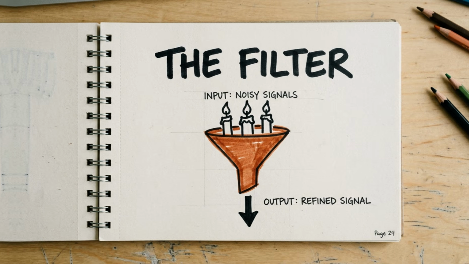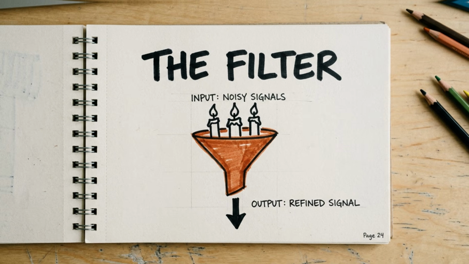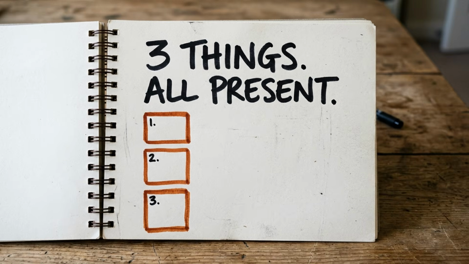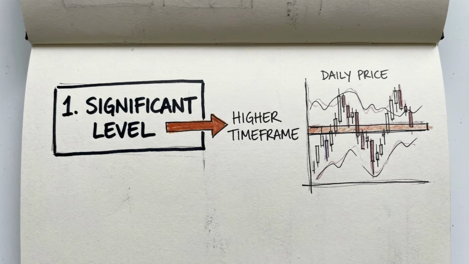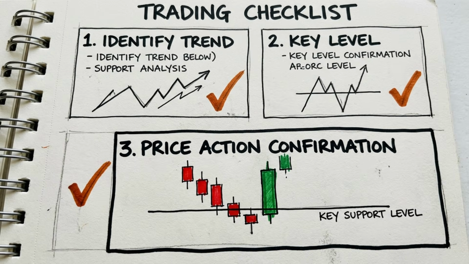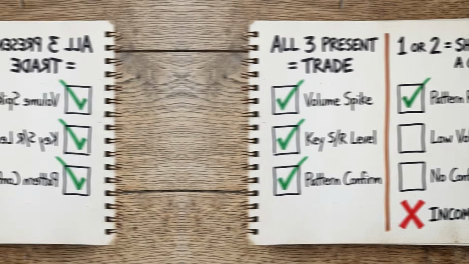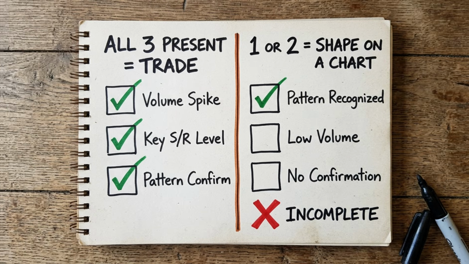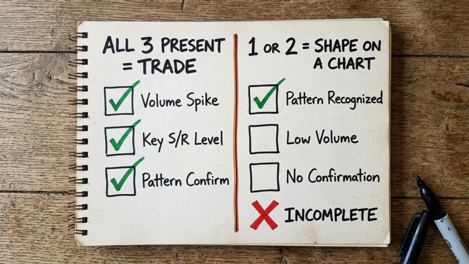Here's the filter that separates all 3 of these from random signals. Every strategy requires 3 things present simultaneously. A significant level from a higher time frame; a liquidity event at that level, a sweep, a rejection, a stop run; and a price action signal confirming the reversal. All 3 present, you have a trade. 1 or 2 present, you have a shape on a chart.